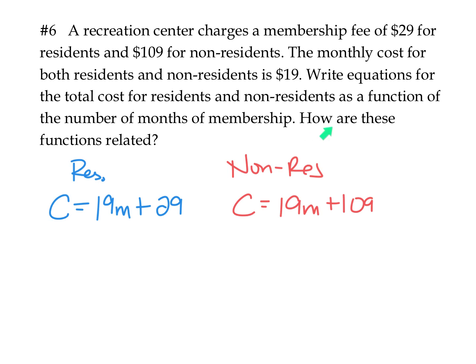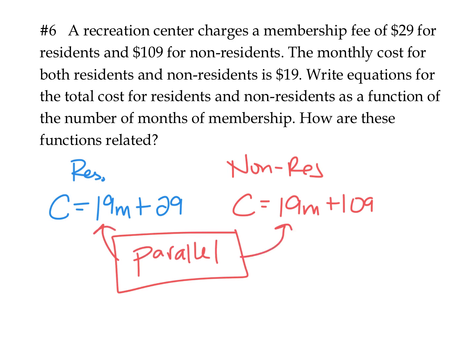Right? Now let's do the how are these functions related. So let's look at them. If we have these two equations, we can see 19 and 19 for the slope. The rate of change is $19 every month. So these would be parallel to each other. How are they related? They're parallel because they have the exact same slope.